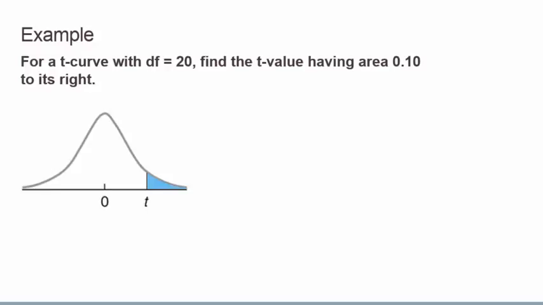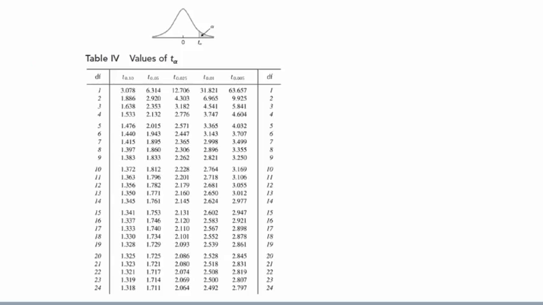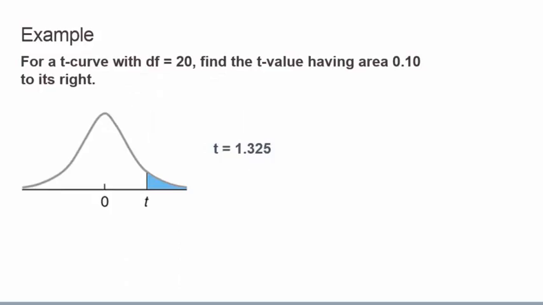Example. For a t-curve with degrees of freedom 20, find the t-value having area 0.10 to its right. Draw a sketch of the t-curve with shading under the curve to the right of the t-value. We want to go to our table. Our column is t with an area of 0.10. Our degrees of freedom is 20, and where they cross is our t-value, 1.325. So t equals 1.325.